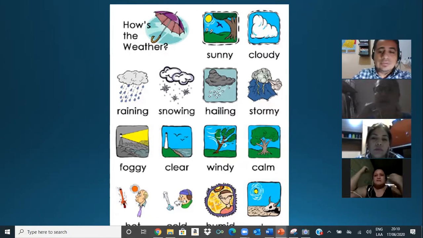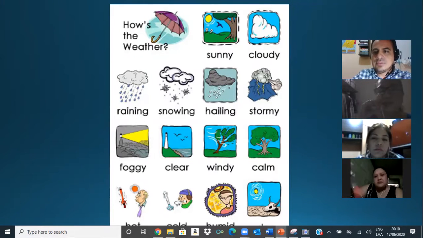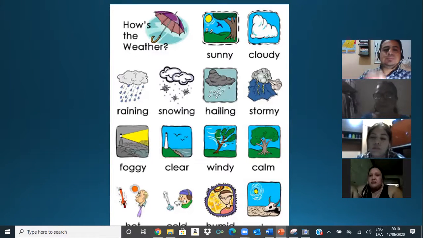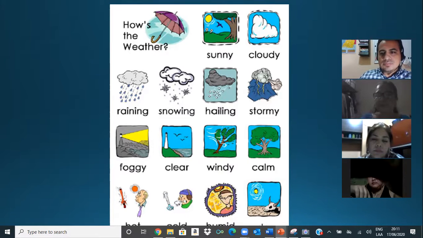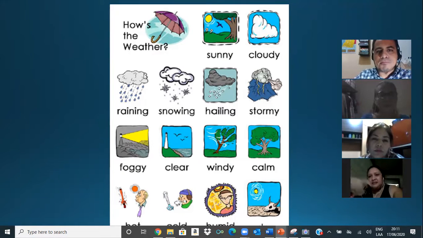Ahorita. Here in Michapa, it's cloudy and a little cold. Okay, very good. ¿Quién más? Gloria, where are you? Tell us about the weather in your area. These days raining. Okay, very good. Is it cloudy? Do you see clouds? Yes. Okay. I see. Cloudy.